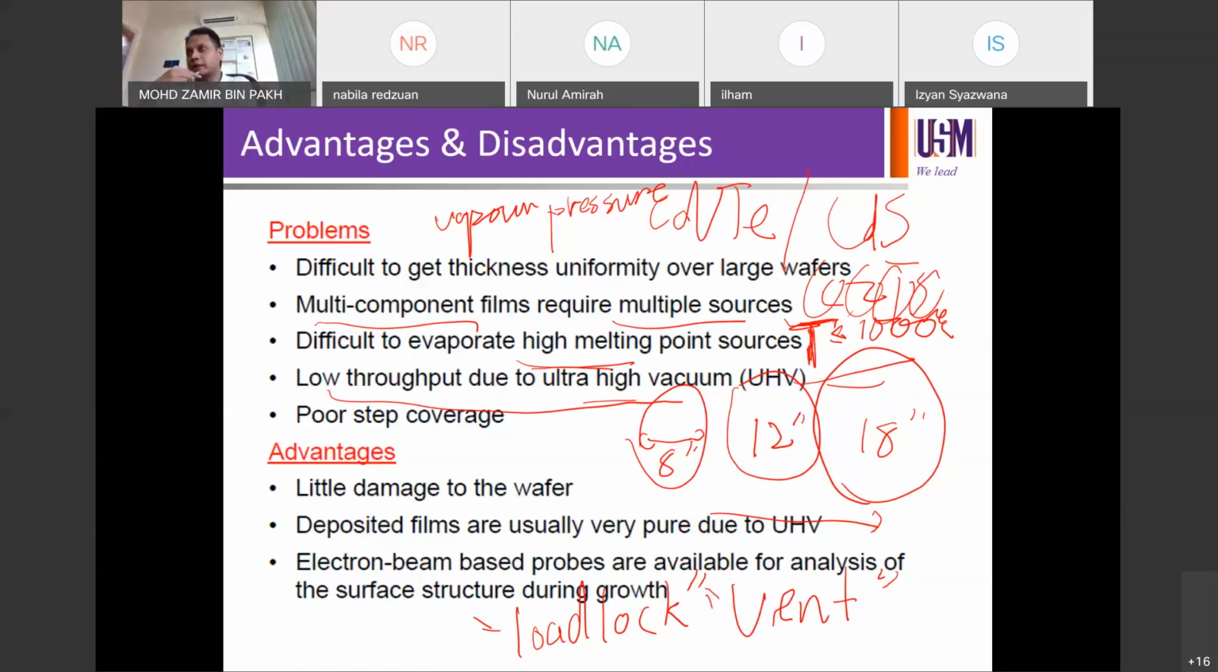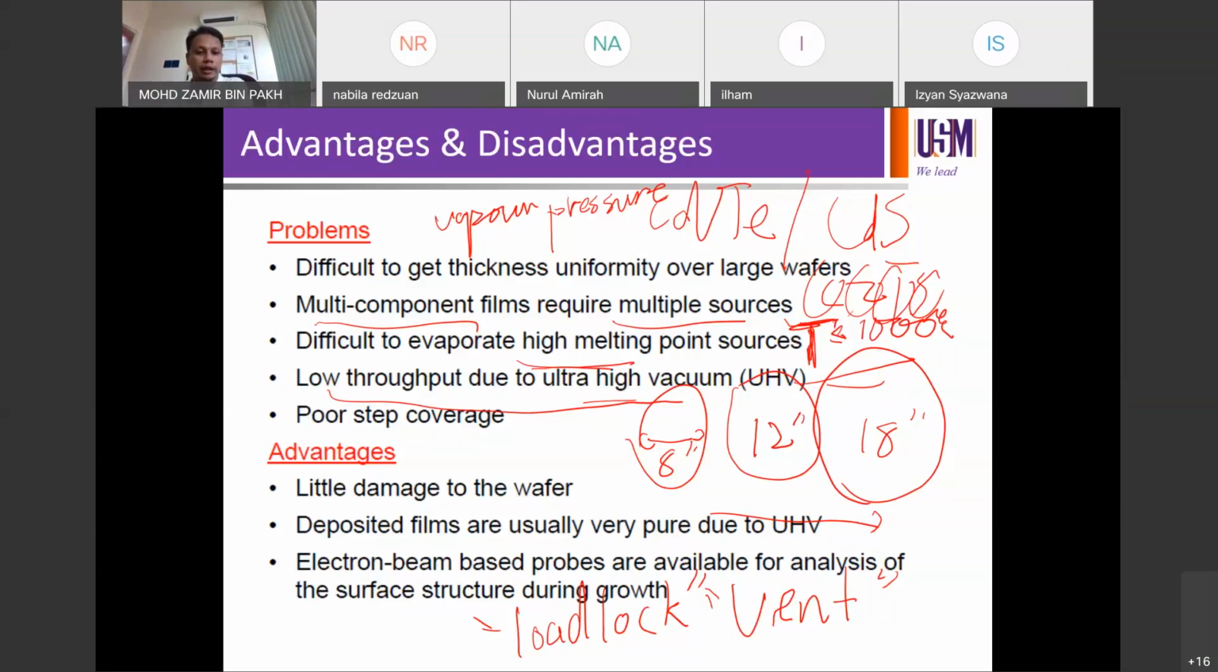Step coverage, particularly because the nature is line of sight deposition. So uniformity has to be guaranteed. You might use multiple sources as well, and each source has to be uniform in nature so that you can ensure uniform deposition and uniform film quality on your substrate.